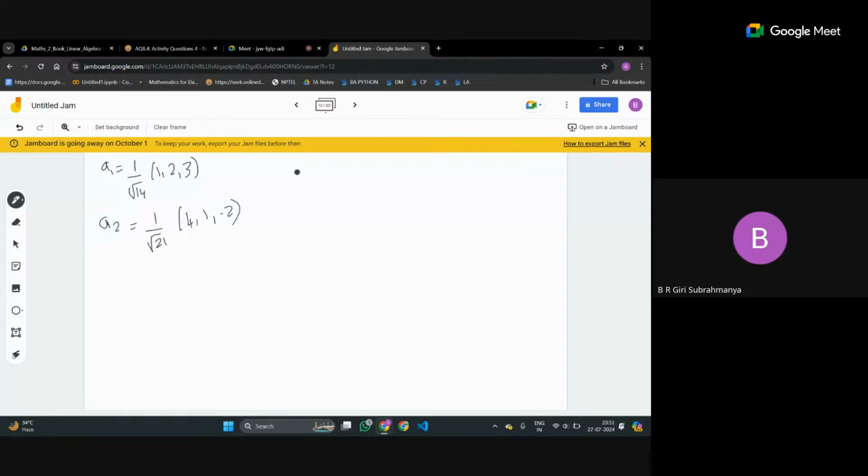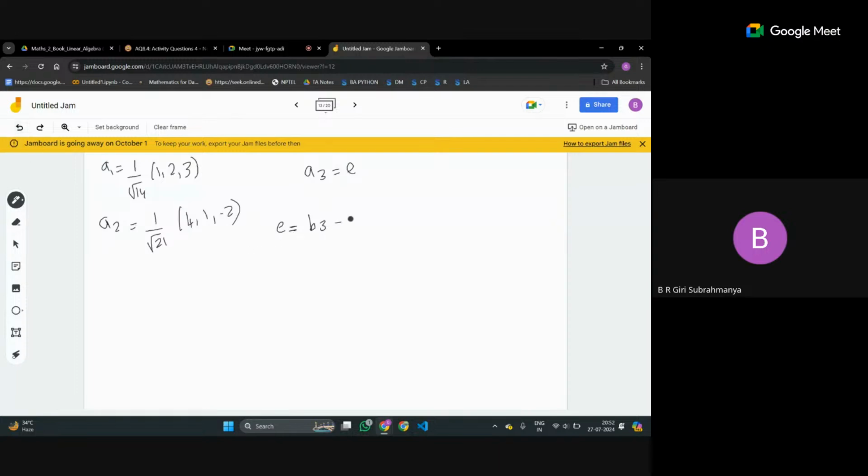Now we need A3. So now this A3 is going to be the error vector. Now what is the error vector? This error vector will be B3 minus some x times A1.